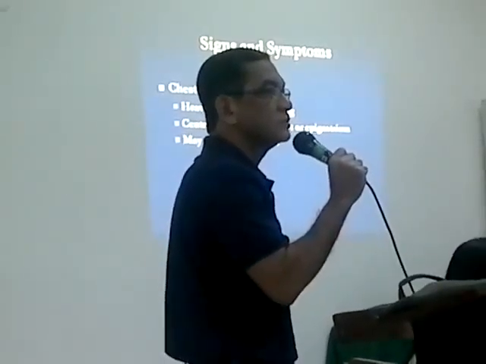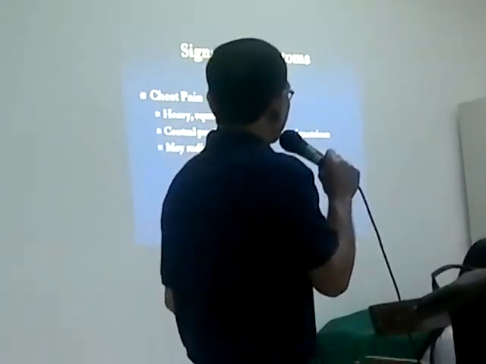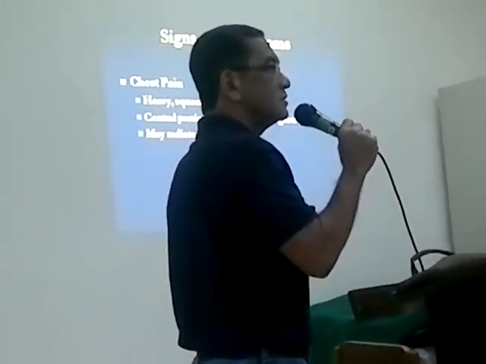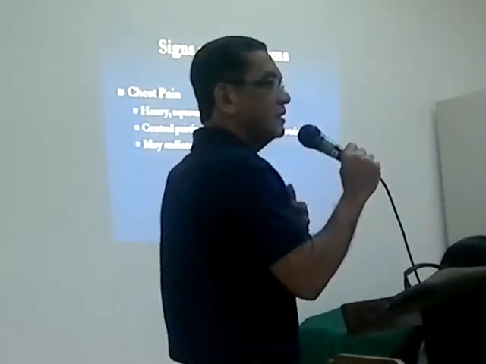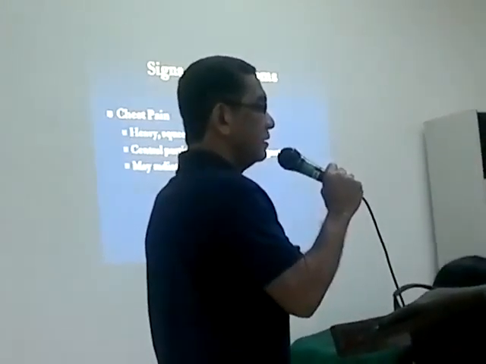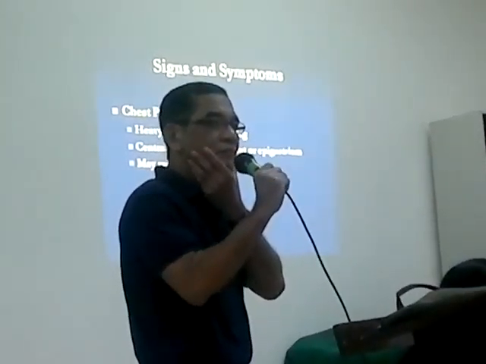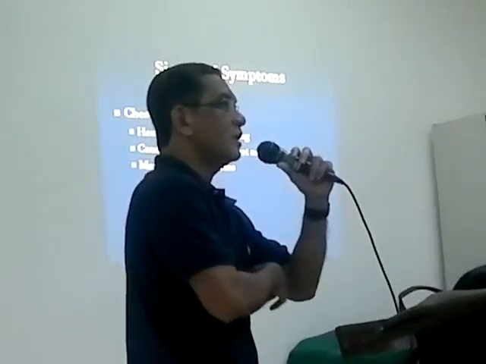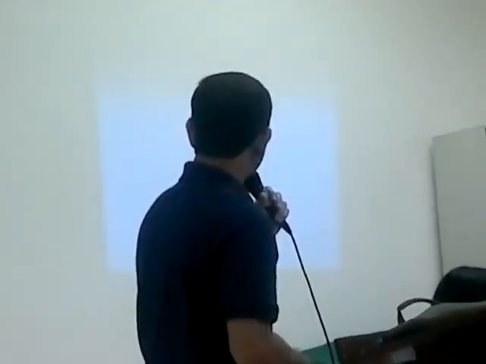Signs and symptoms. It is often described as heavy, squeezing, or crushing, and it is felt mostly in the central portion of the chest. So left-sided chest pain and right-sided chest pain are usually not due to myocardial ischemia. It can be felt anywhere from the epigastrium up to the jaw. And it may radiate usually to the ulnar aspect of the left arm. Next slide, please.